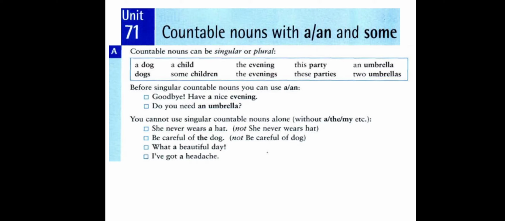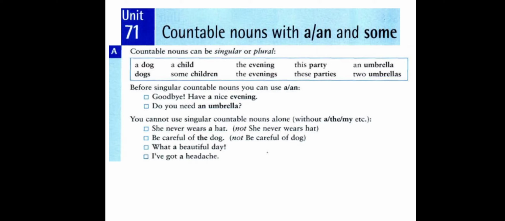She never wears a hat. We don't say she never wears hat. We say she never wears a hat because hat is singular. That's why it must take an article. If it is indefinite, then we use the article a.